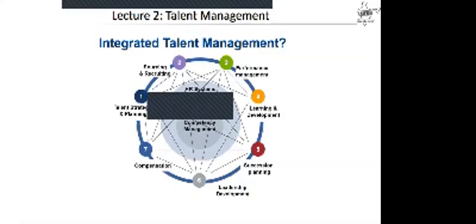Talent management. So we will be more granular in the next few sessions.